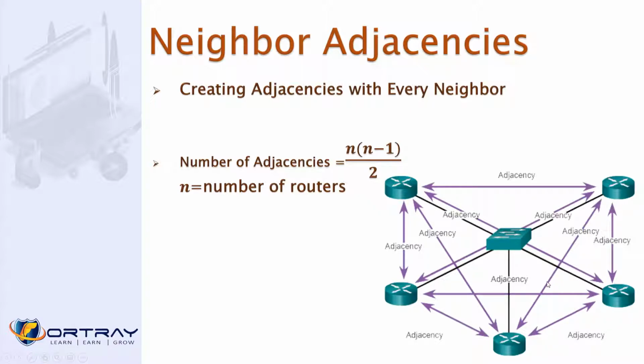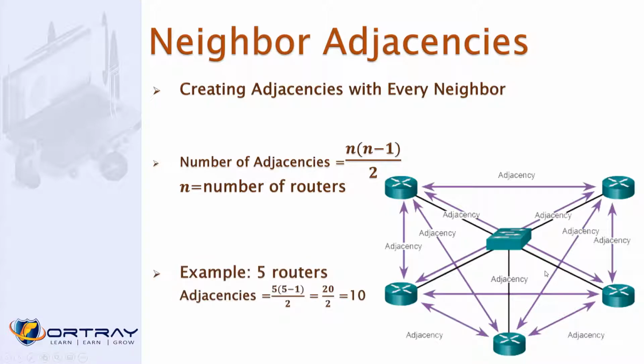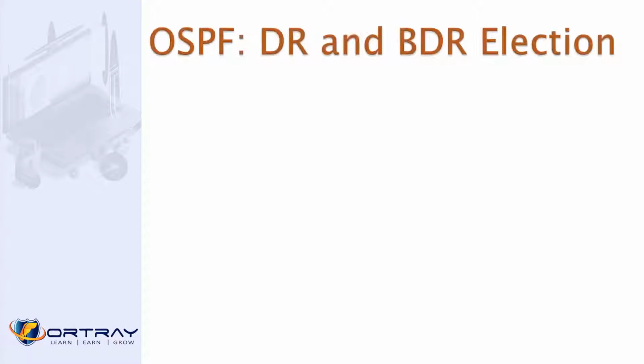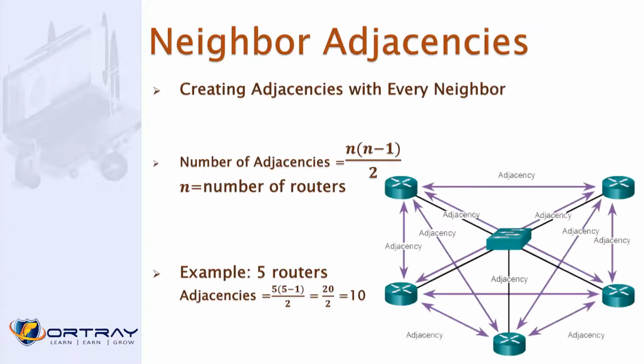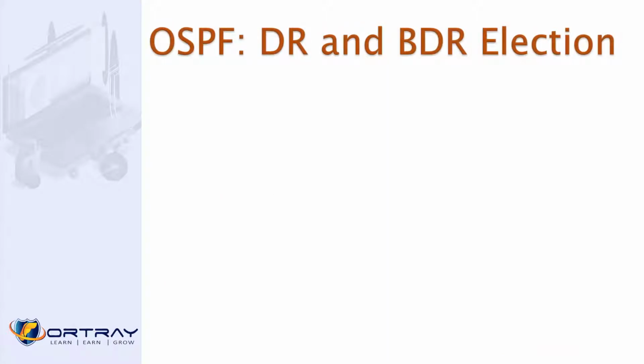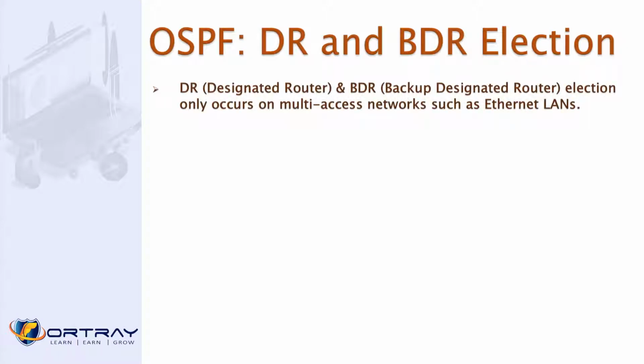Each router will exchange a lot of information with each other. For example, 5 routers need 10 adjacencies. So the solution is DR and BDR. If somebody asks what DR and BDR are in OSPF, this is what you need to explain: if your network is growing and you need a lot of adjacencies between routers, then where the network is Ethernet or a multi-access network, we select a DR and BDR. DR is the designated router, and BDR is the backup designated router.